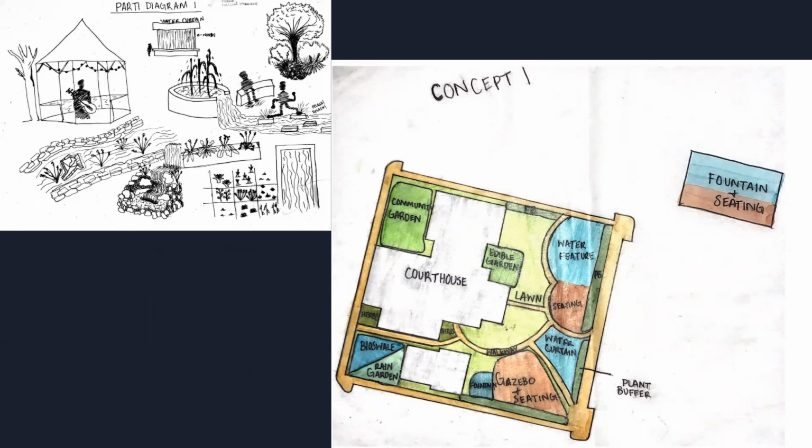So I decided to go with things like a gazebo, bioswale, maybe community gardens to help push that idea. And in this concept, that's when I included things like a community garden, edible garden, water feature and seating, gazebo and seating, as well as the bioswale and rain garden.